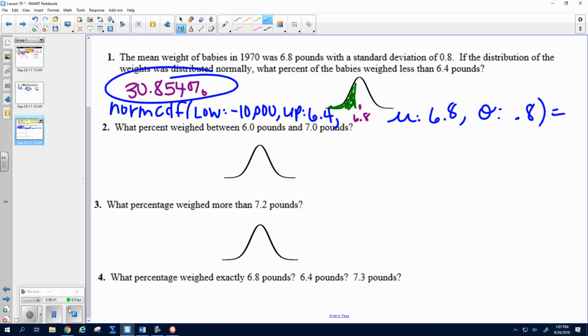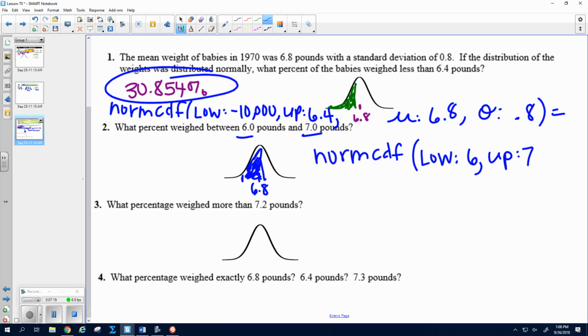Okay, what percent weighed between 6 pounds and 7 pounds? Well, we were going to do this in our calculator, norm CDF. And if I drew it, we had 6.8 was our mean right here. So 6 pounds is somewhere over here. 7 pounds is somewhere right here. And we shade the area under the curve. So norm CDF. This time, you guys, what's my lower bound going to be? It's 6. Because we're going from 6 pounds to 7 pounds. So my upper bound is 7 pounds. And my mean stays the same at 6.8. And my standard deviation is 0.8.